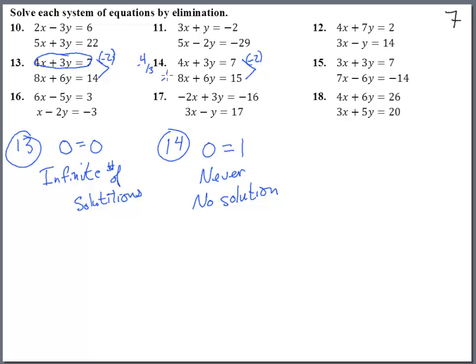And this slope is a negative 4/3. These two are parallel lines that aren't the same line. These two are parallel and they lay right on top of each other, so they're the exact same line. Number 15. Let's try this.